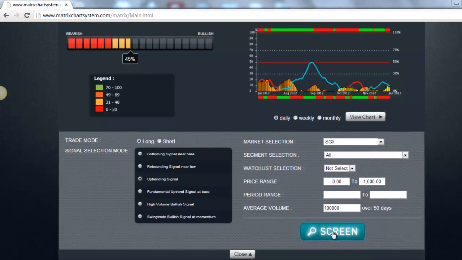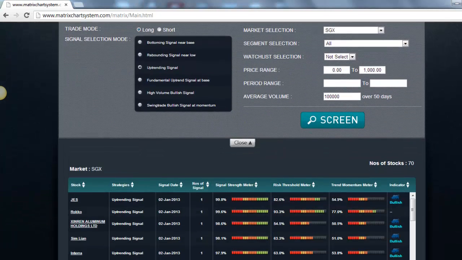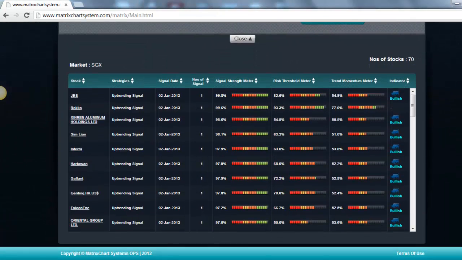When you click on screen, what the system does is it goes into all the stocks and filters out the stocks that have shown the uptrending signal. There you have it, a list of stocks that has showed the uptrending signal. Let me go through quickly what this table means. On the left column, it is the name of the stock.